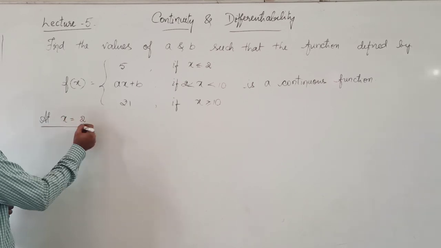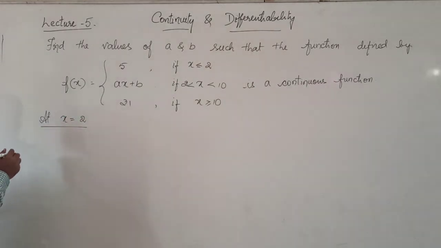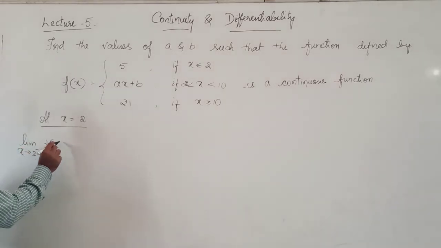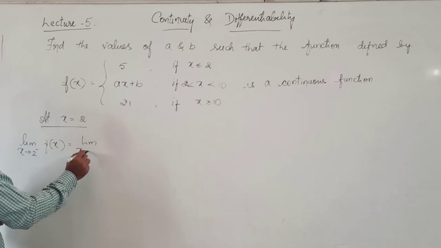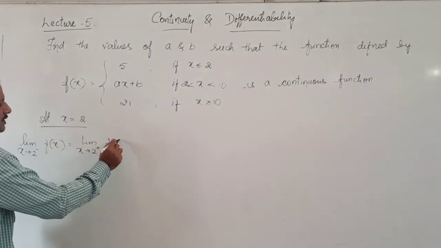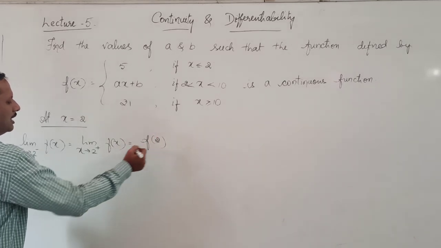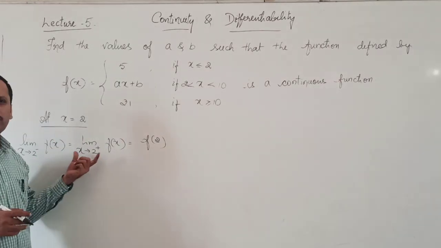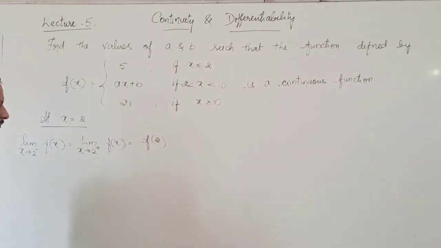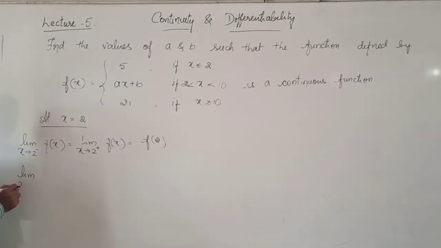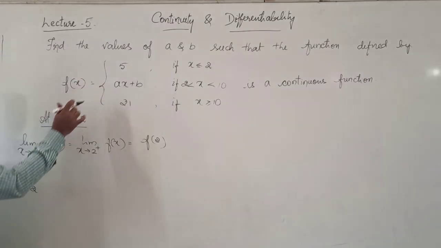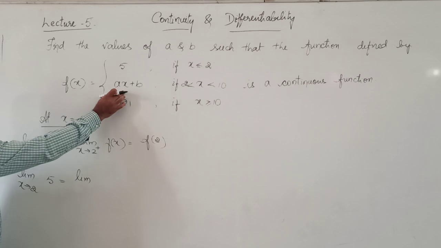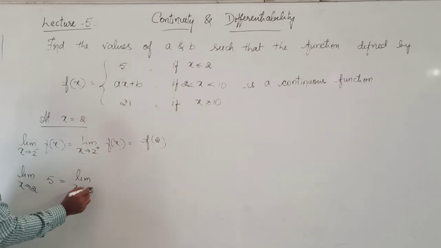I will consider at x equal to 2. At x equal to 2, what happens? Limit x tends to 2 minus f of x is equal to limit x tends to 2 plus f of x, which is equal to f of 2. Given that it is continuous everywhere, so it is continuous at x equal to 2 also. Left hand limit is equal to right hand limit is equal to the function value. Okay. So limit x tends to 2, left hand limit, x is approaching 2 from left side, then it is defined as 5. Why should we consider this only? Why not this? I don't think it requires any explanation now.